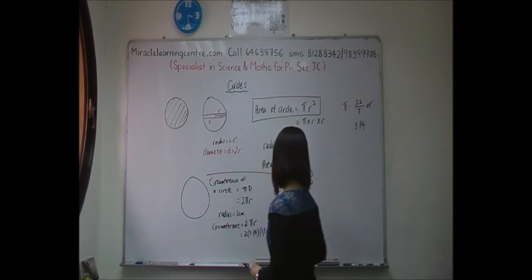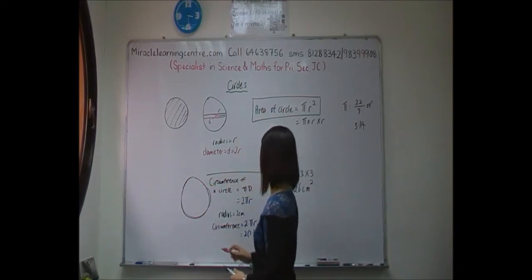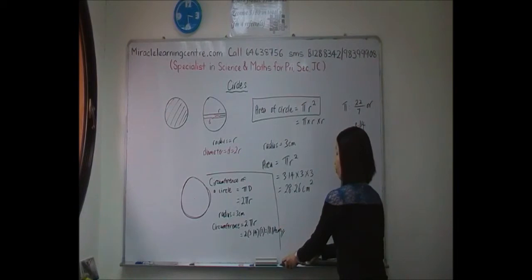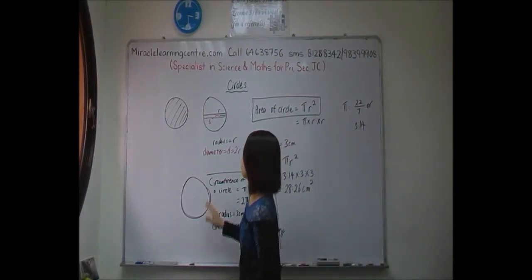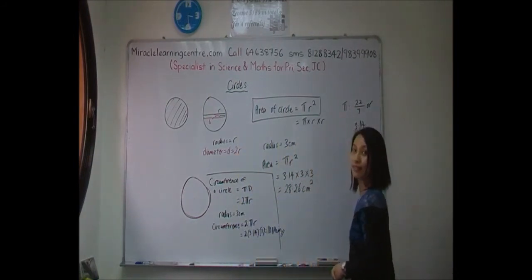So circumference is just the outside, the perimeter of the circle. That's the circumference. Area is the whole thing. So now you can find the area of the pizza you're going to eat, right? And you can cut it up. And you can also find the circumference of the pizza you're going to eat.